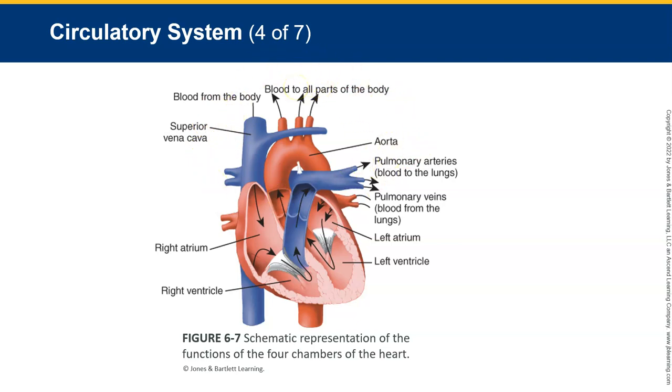Once it goes through and gets reoxygenated, we see that it will come through here, the pulmonary veins. Blood from the lungs comes into the left atrium, down through the left ventricle, then comes out here through the aorta. It can come all the way down that you see here, and then you see it going to all different parts of the body, and that's the oxygenated blood. So it gets pumped out by the left ventricle into the rest of the body.